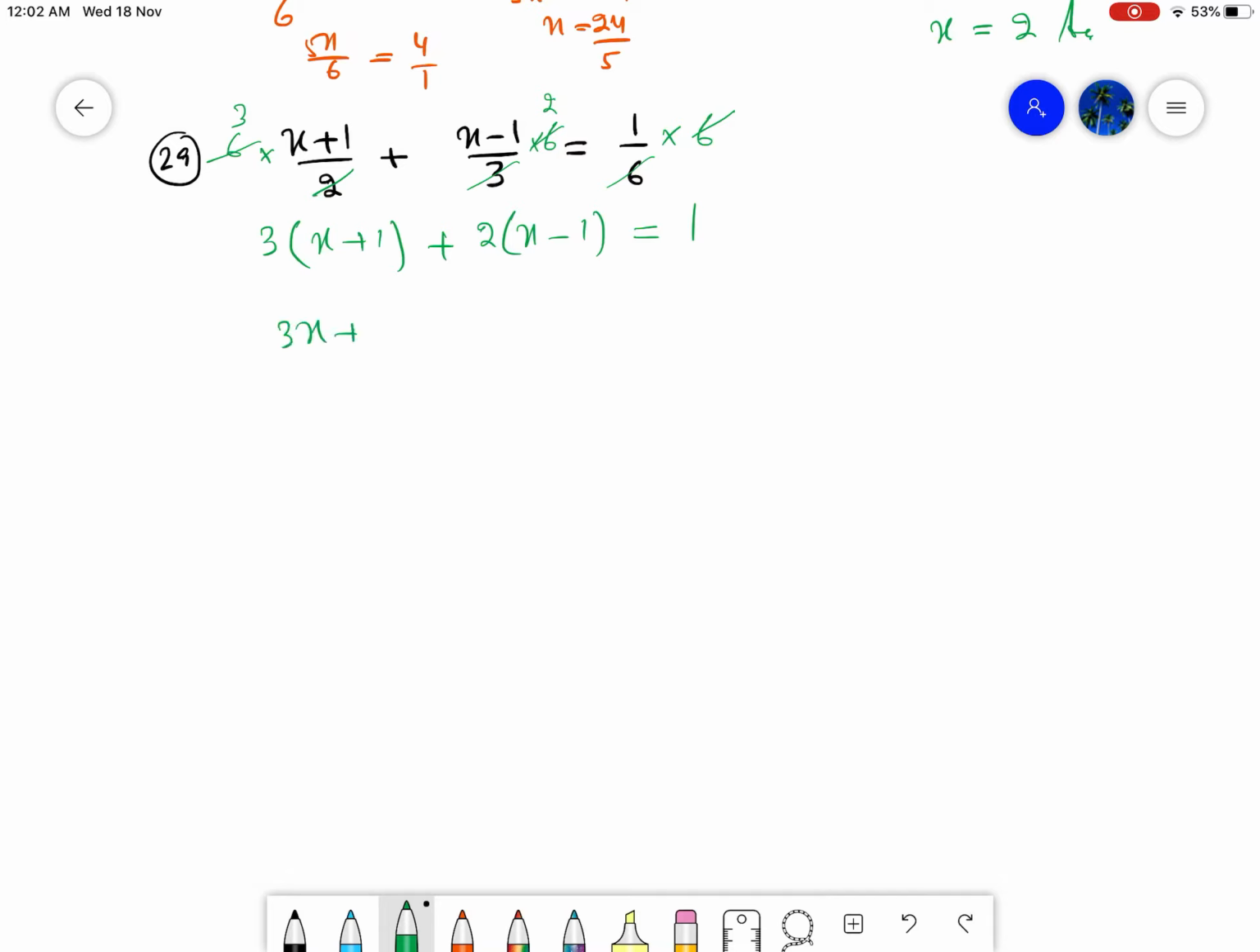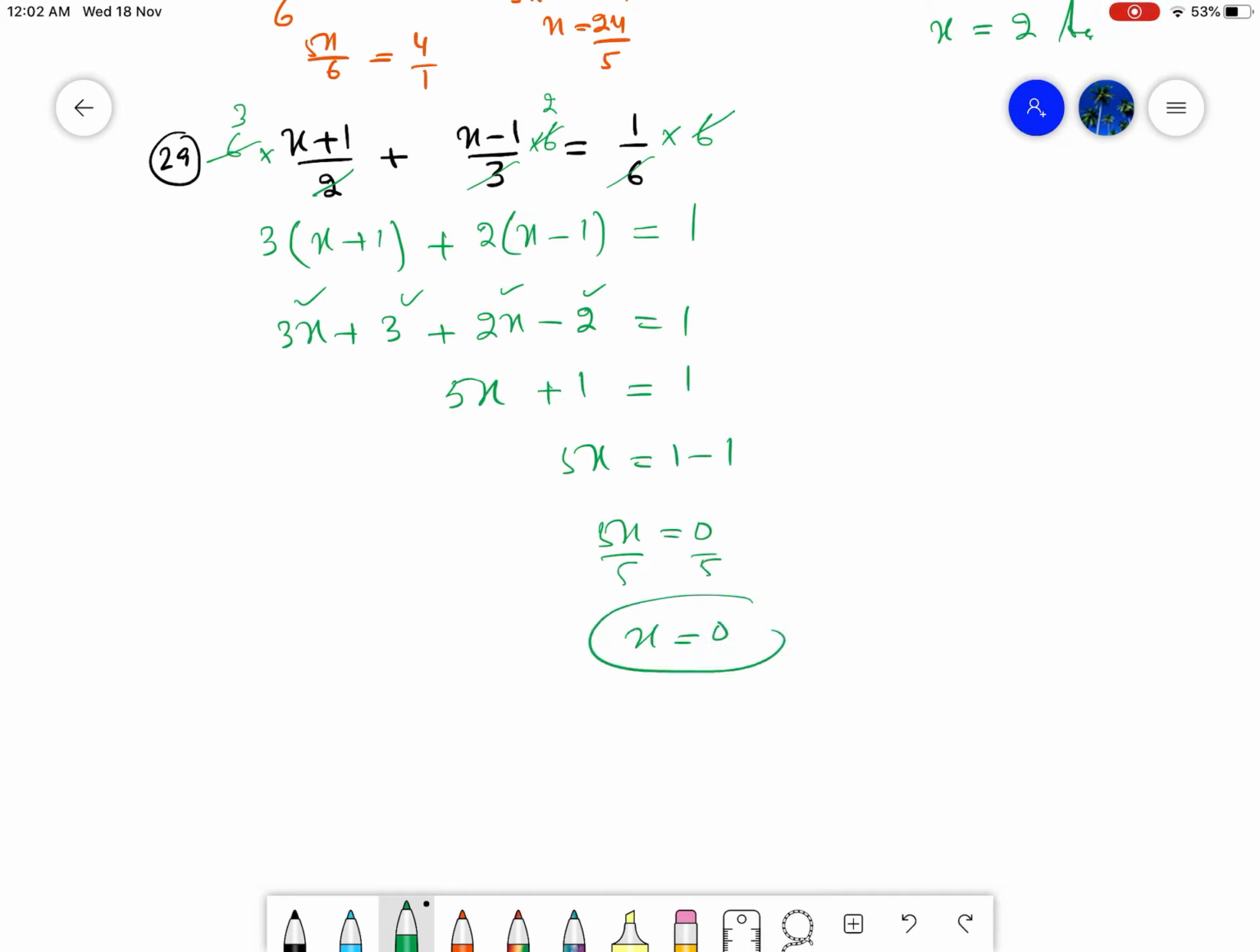And now simplify it, 3x plus 3 plus 2x minus 2 is equal to 1. 3x plus 2x is 5x. 3 minus 2 is plus 1 is equal to 1. So 5x is equal to 1 minus 1, which is 5x is equal to 0. Dividing both sides by 5, x is equal to 0.